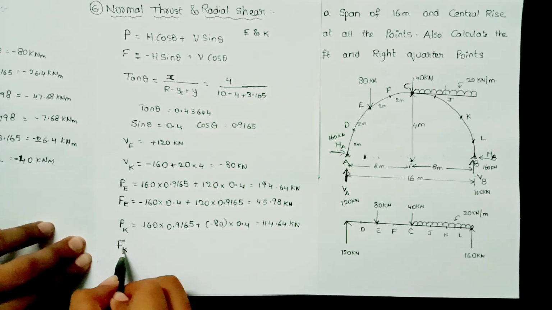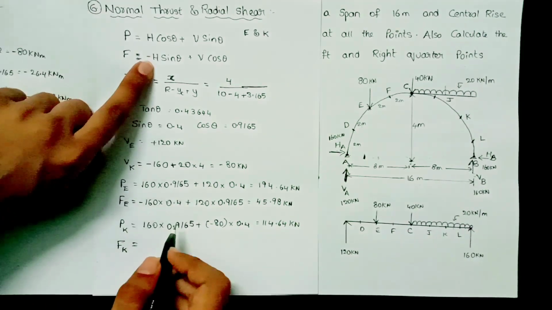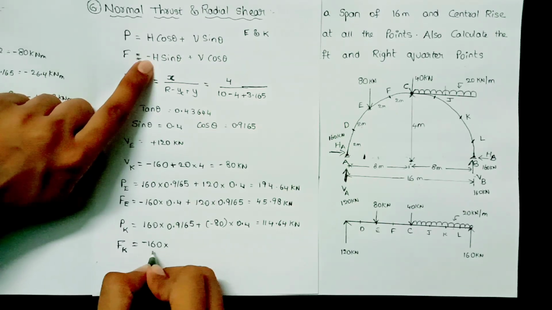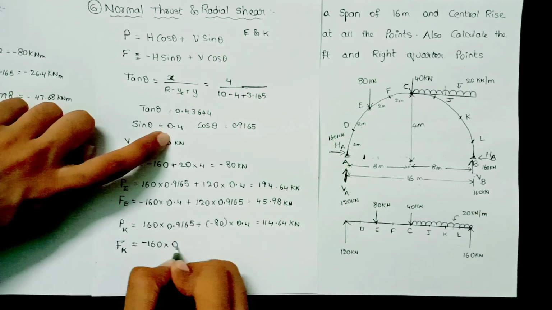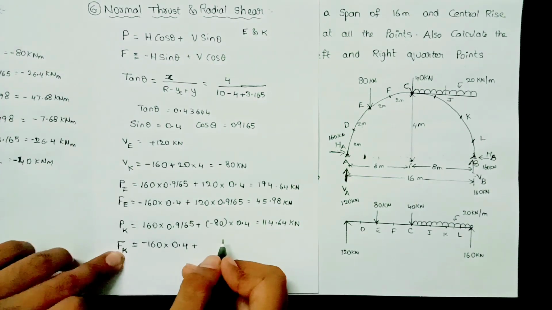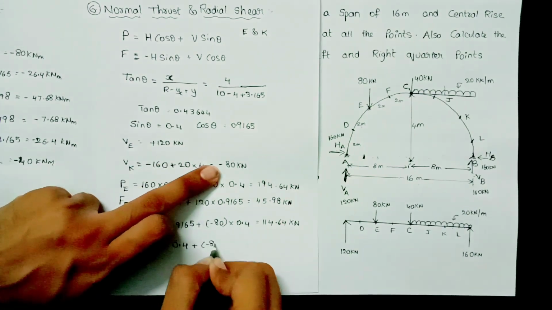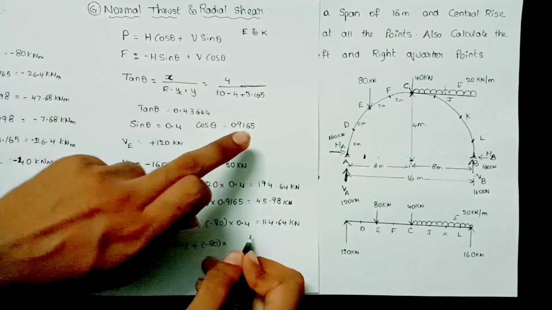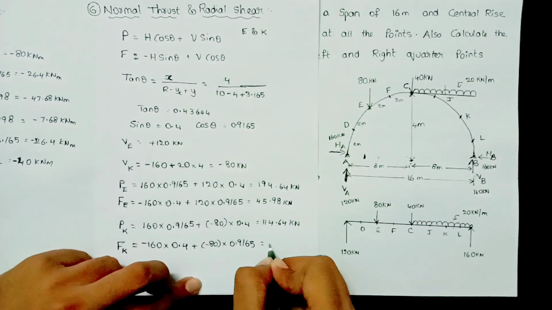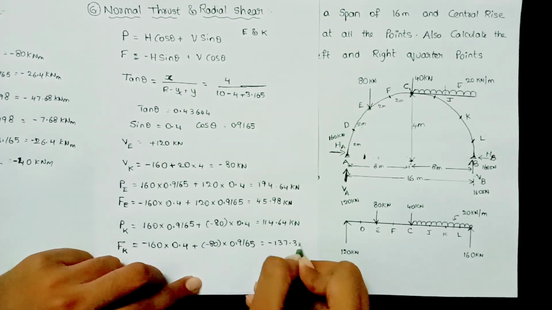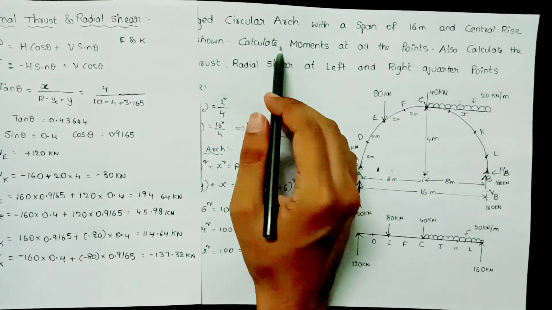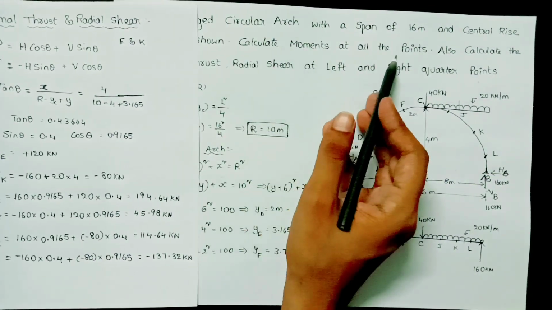Now the last one, radial shear F at K. Radial shear at K, FK equal to, here we are having the formula minus H sin theta, that means minus 160 into sin theta is 0.4, plus V cos theta, that means VK. At point K we are having shear force as minus 80 into the cos theta value 0.9165. The value is finally minus 137.32 kilonewton.